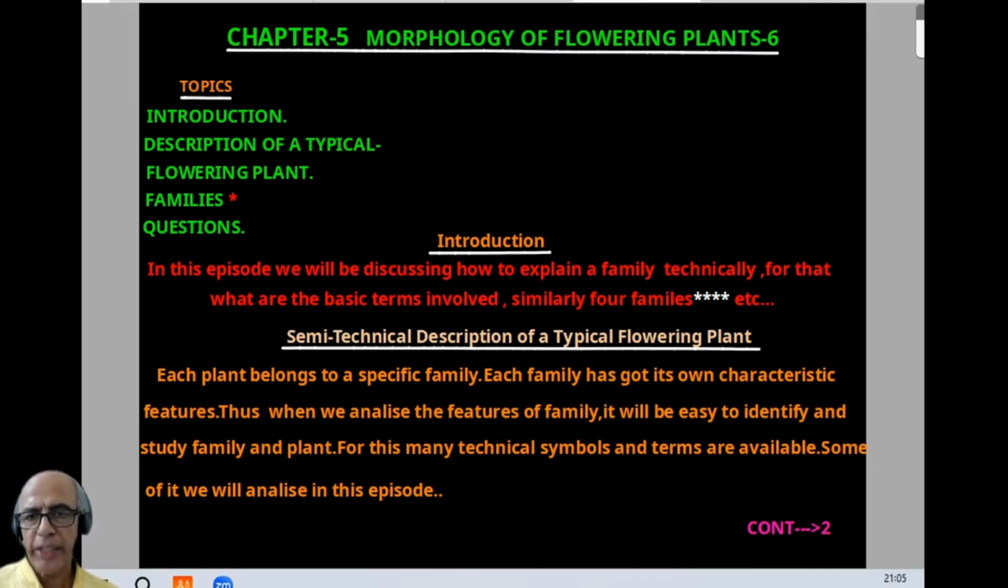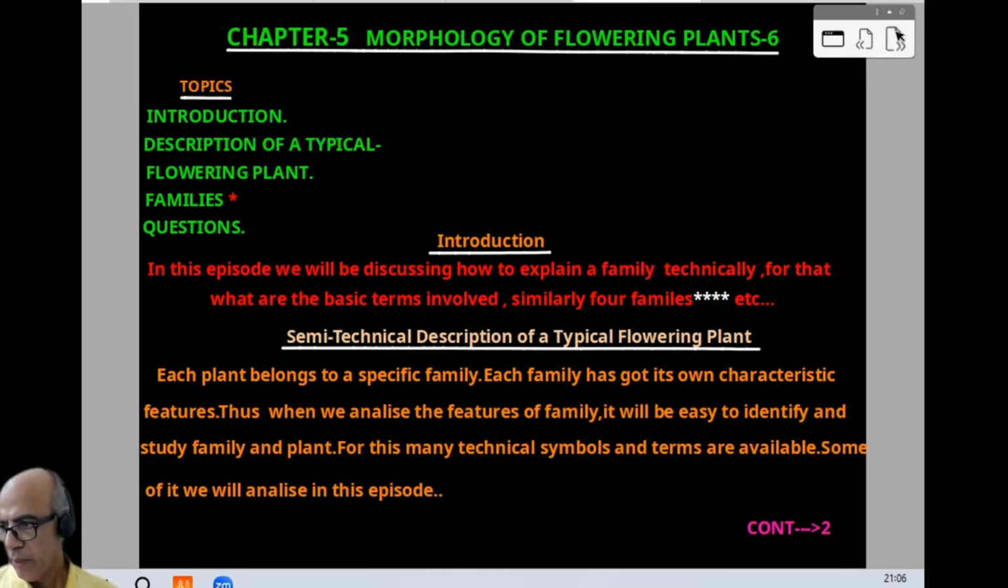See, each angiospermic plant belongs to a specific family. Each family has its own characteristic features. So when we analyze the features of a family, it will be easy to identify and study the family and plant, or reverse. For this, many technical symbols and technical terms are available, and most of them, according to NCERT, we'll be discussing in this episode. I think the idea is clear.